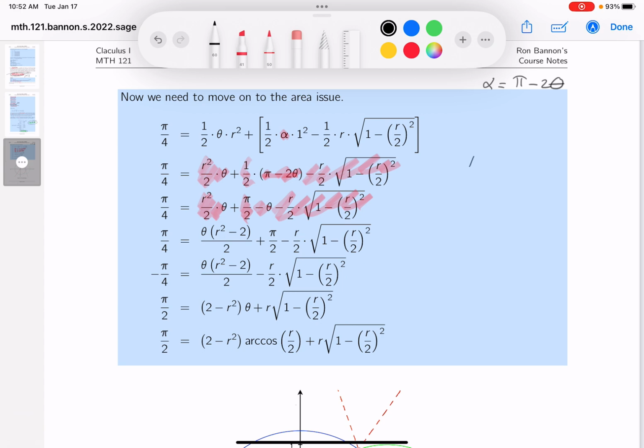So I have r squared over 2 theta minus theta. And what I did was I factored out theta over 2. That may seem strange to you. You would get r squared minus 2. Let me just check that. You would get r squared theta over 2. Yep, that looks good. And then you get minus theta. Yeah, it looks good. So that's where this is coming from over here.